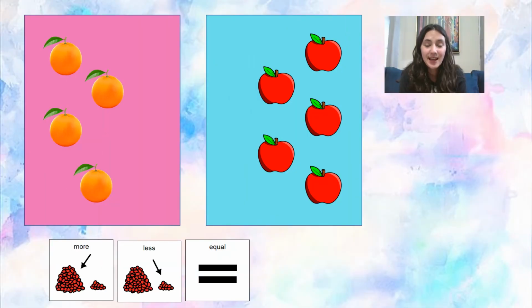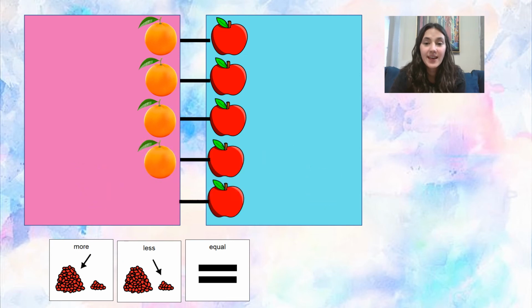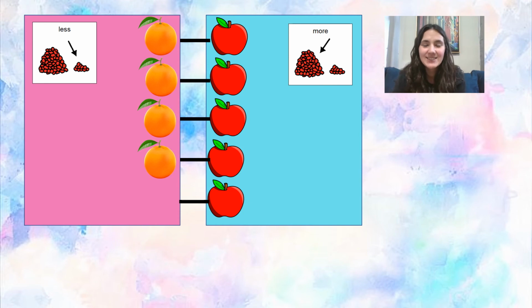Let's compare some fruit this time. In our pink box, I have some oranges, and in the blue box, there are apples. Let's try lining them up to see which one has more. So we line them up 1 to 1, 1 to 1, 1 to 1, 1 to 1, and then, oh, what do you see? That's right, there isn't an orange to match our apple. You can see that there are more apples and less oranges.